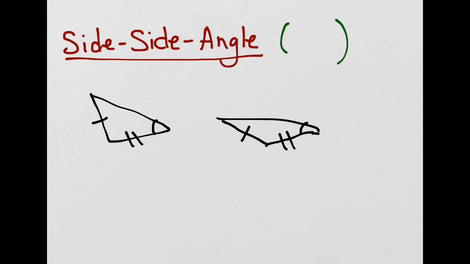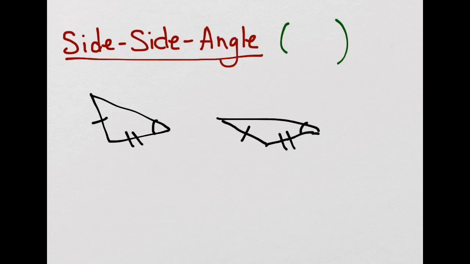You can clearly see that this is an obtuse angle right here, and this is maybe a right angle or a slightly smaller obtuse angle. So there are cases where you've got a side and angle being congruent to each other, but they are definitely not congruent triangles. They're not the same. Alright, so that's why SSA is not a theorem.